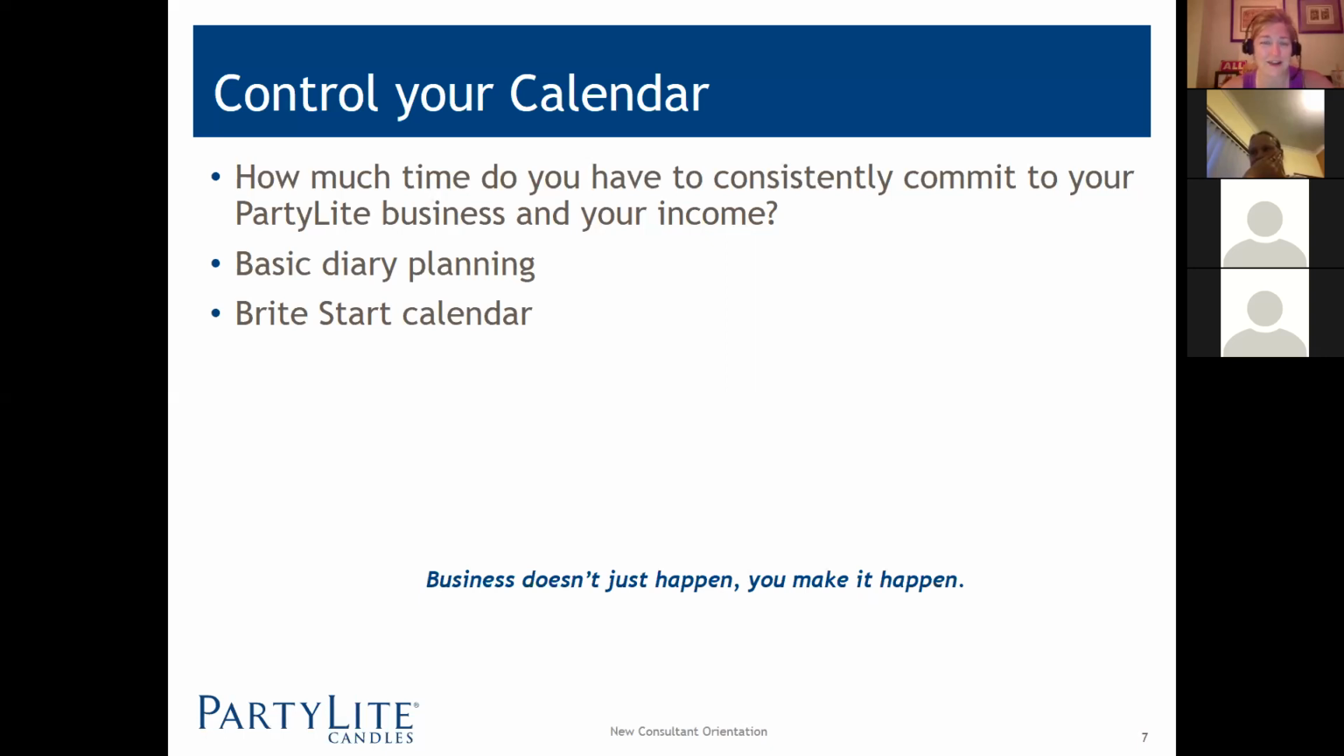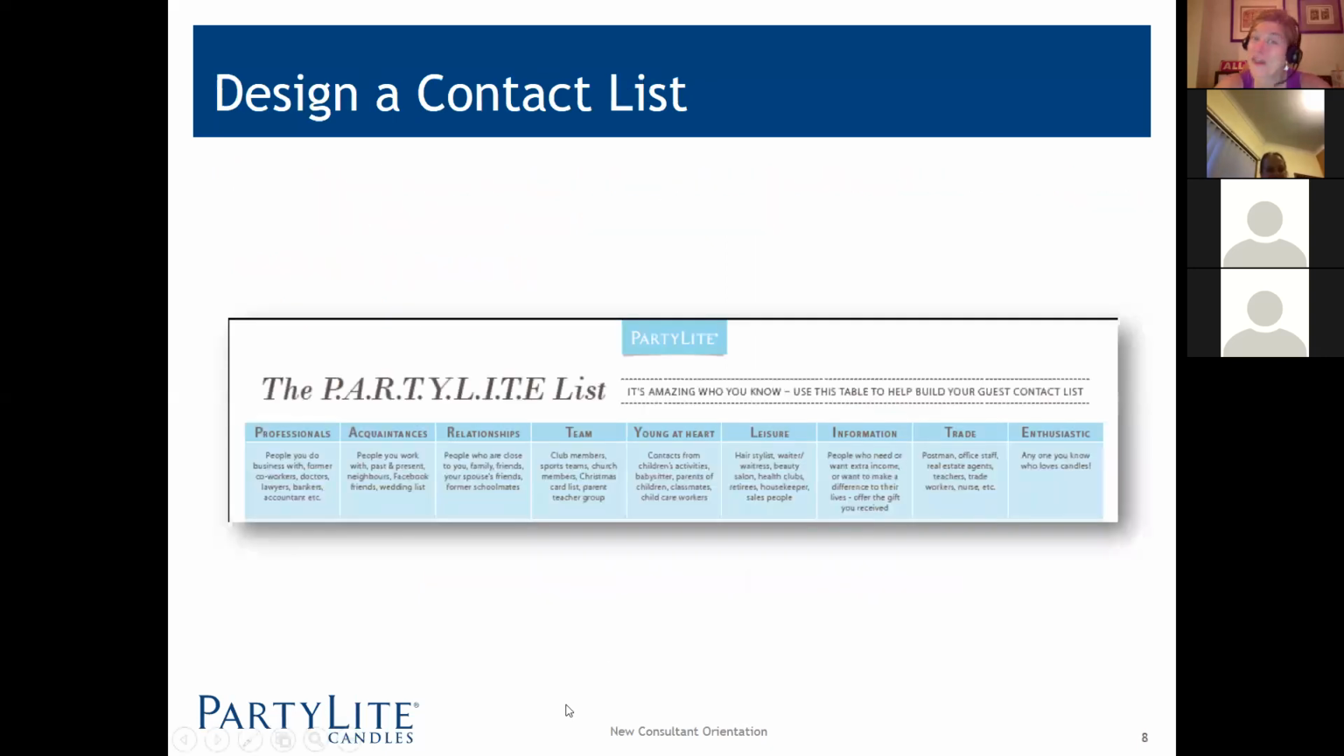All right. The next slide says design a contact list. This slide says the Party Light list. It talks about professionals and acquaintances, relationships, team, young at heart, leisure, information, trade, and enthusiastic. You can read all of what that says on the sheet. This is available on your CBC, the Consultant Business Center, under downloadable information, and then under, I think it's guides and forms, but I'm not completely sure, but you'll be able to find it. It's called the Party Light list.